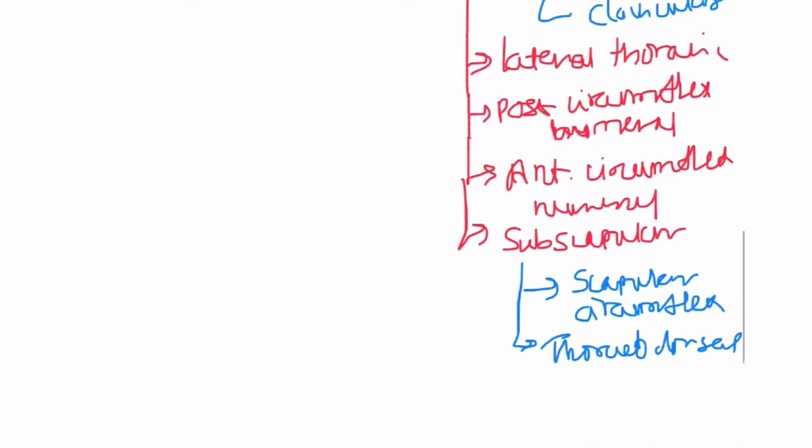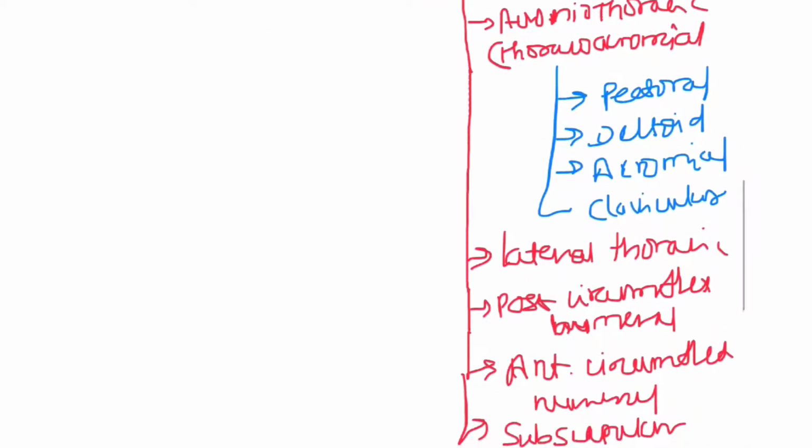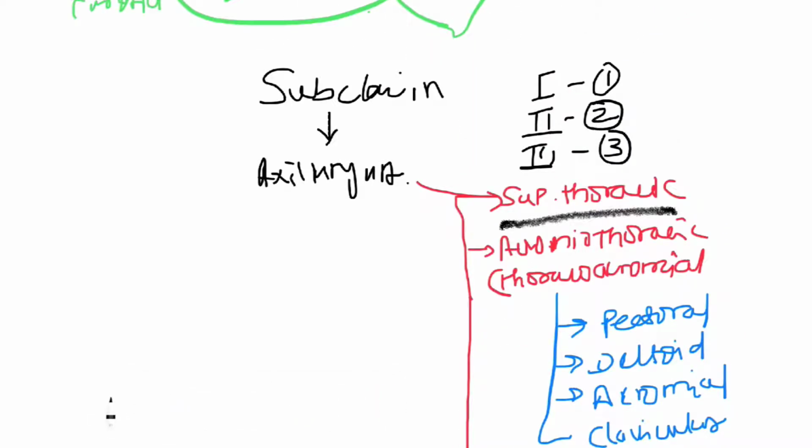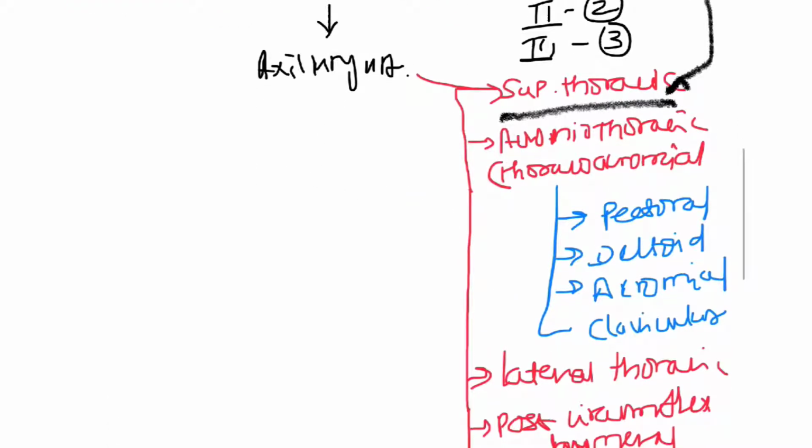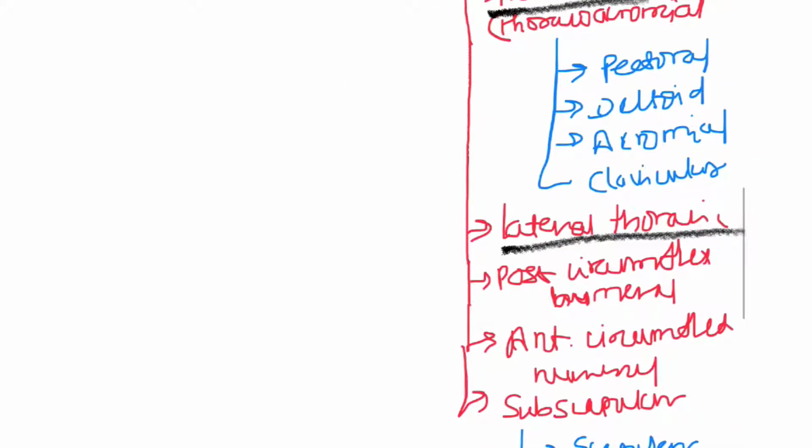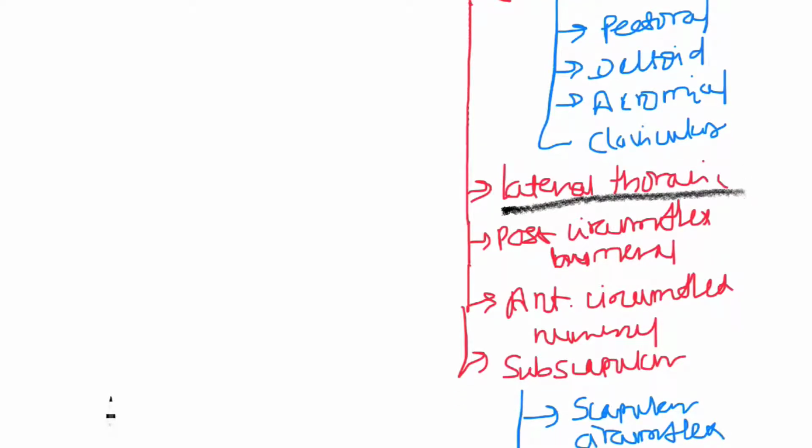These are the 6 branches of the axillary artery. The superior thoracic artery comes from part number 1. From part number 2, 2 arteries come out: the thoracoacromial and the lateral thoracic. From part number 3, the remaining 3 arteries come out: the posterior and anterior circumflex humeral, and the subscapular, from part number 3 of the axillary artery.